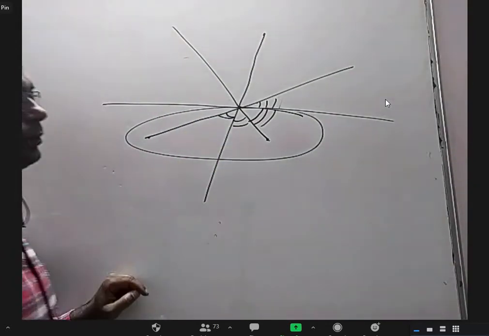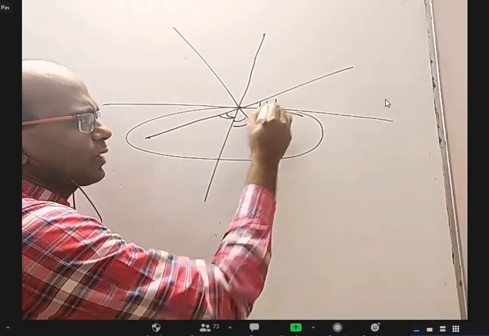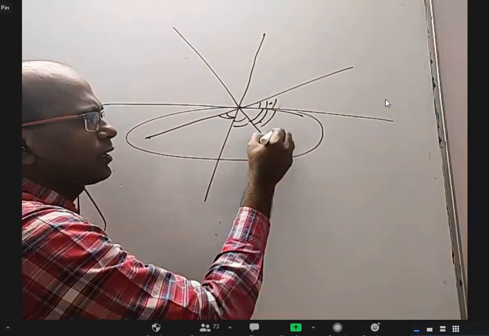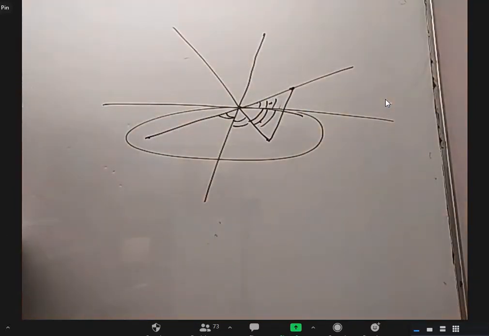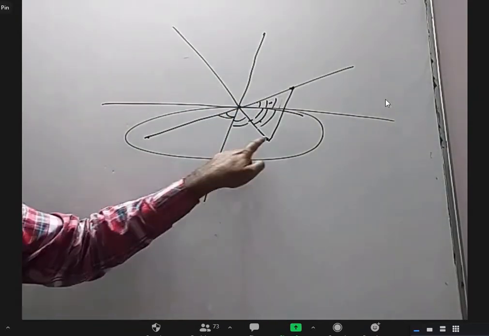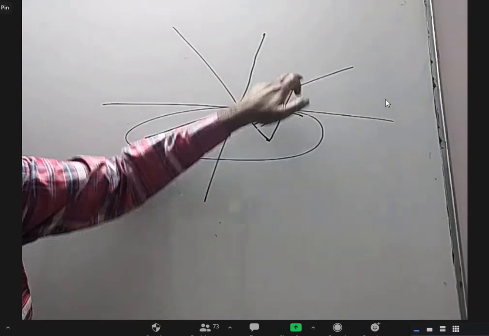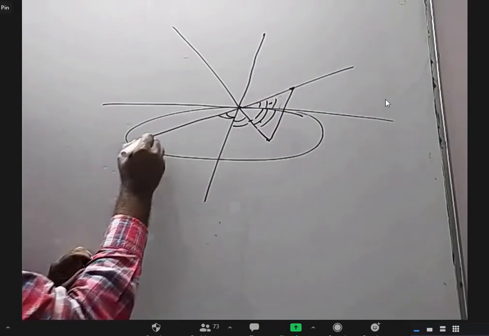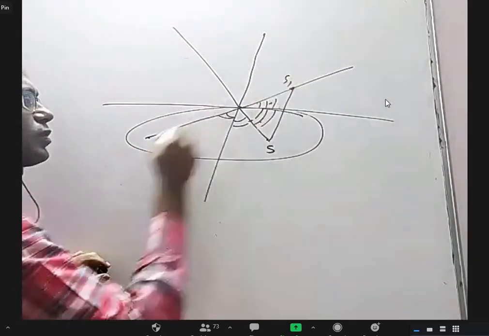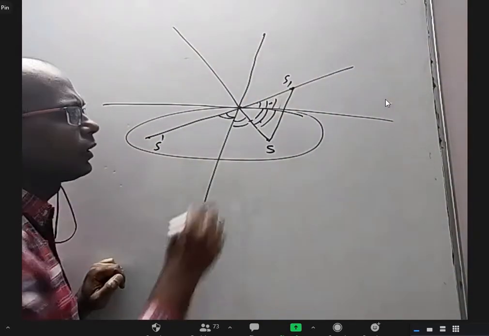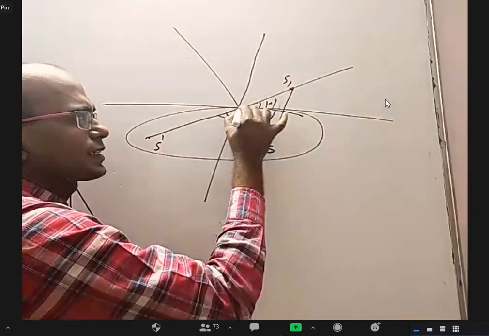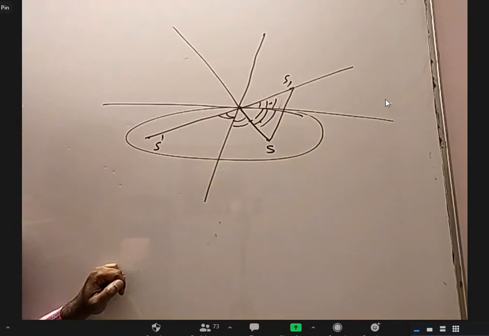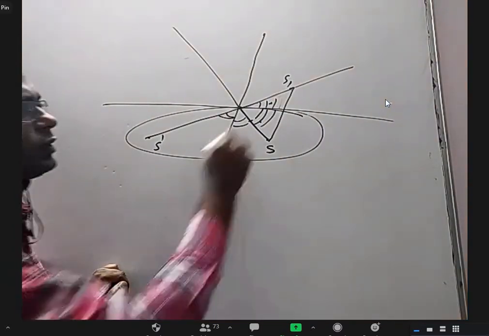Now see carefully. If these two angles are equal, when I find the mirror image of this, it should lie on that line only, no? Because these two angles are equal, when I find the mirror image of this with respect to this, it should lie on this. So if I call this S and this S1 and this S dash, not only does the image lie on this line extended, this length is the same as this length. Because these angles are equal.